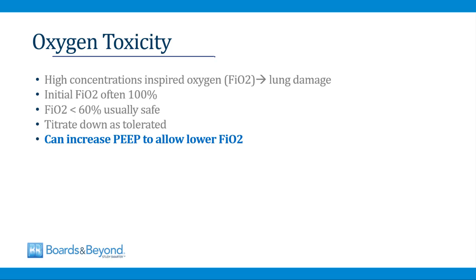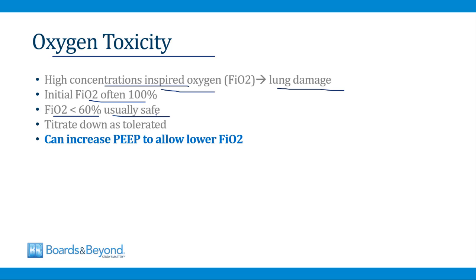Let's talk about oxygen toxicity. High concentrations of FiO2, meaning high concentrations of inspired oxygen, can lead to lung damage. Now, when we initially ventilate patients, we usually start them off at an FiO2 of 100%. But once you get the patient stabilized, you want to try to lower the FiO2 below 60%, which is the level that's usually considered safe.